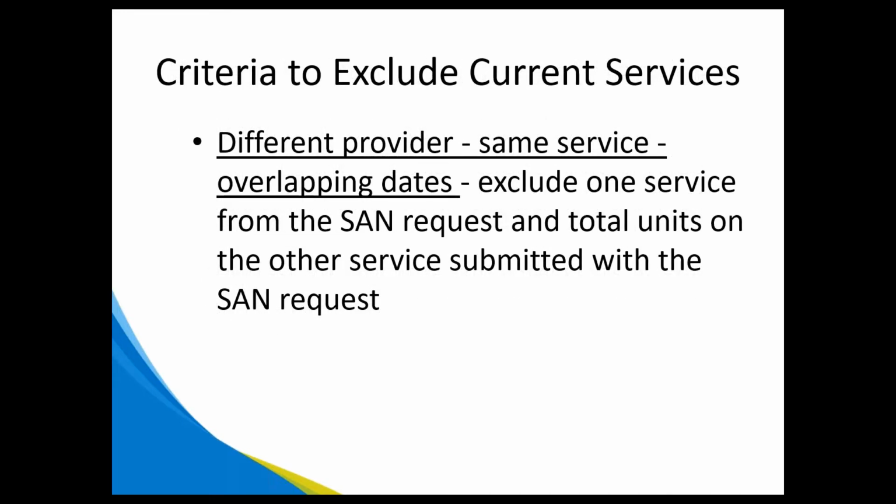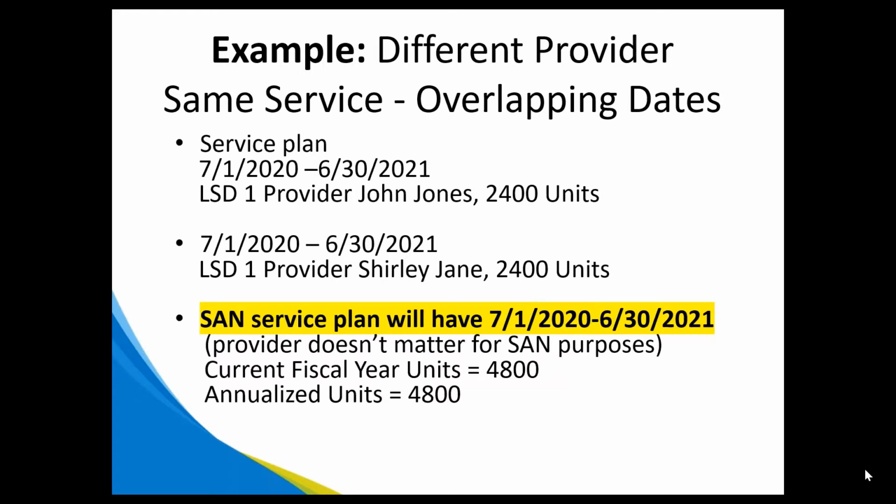Examples of criteria to exclude current services are different provider, same service, overlapping dates. Exclude one service from the SAN request and total units on the other service submitted with the SAN request. For example, different provider, same service, overlapping dates.